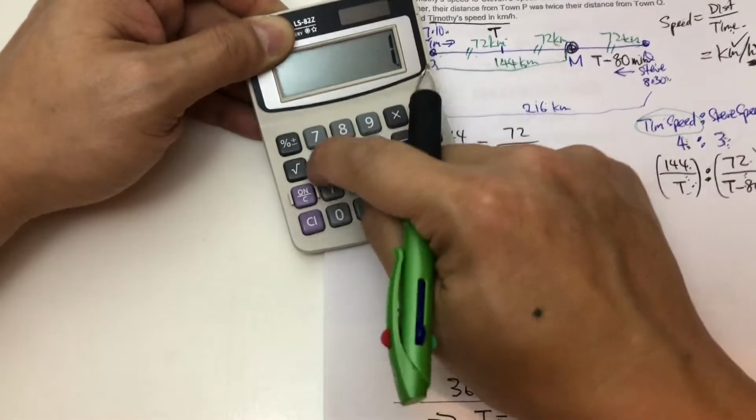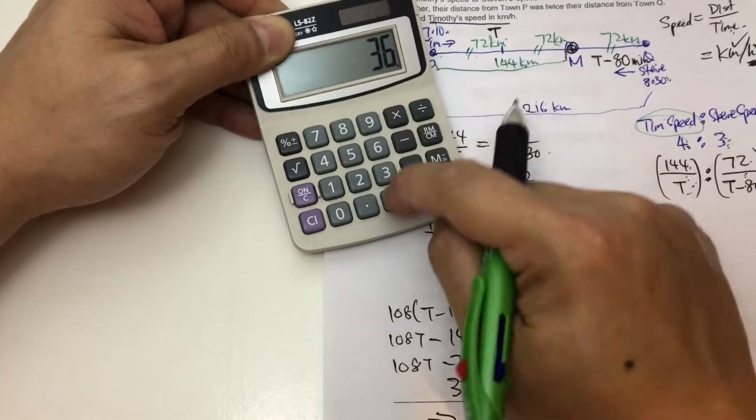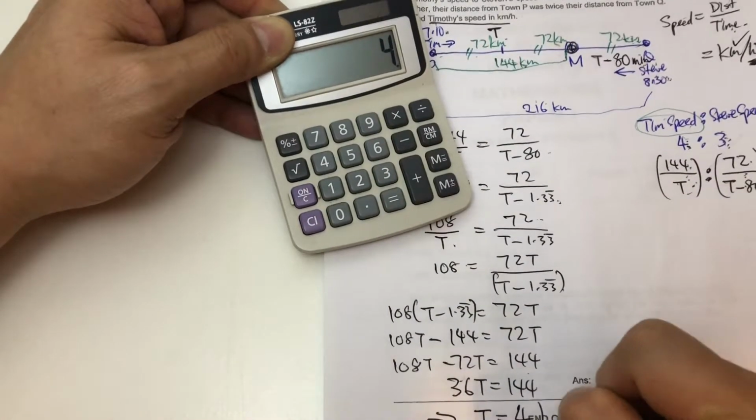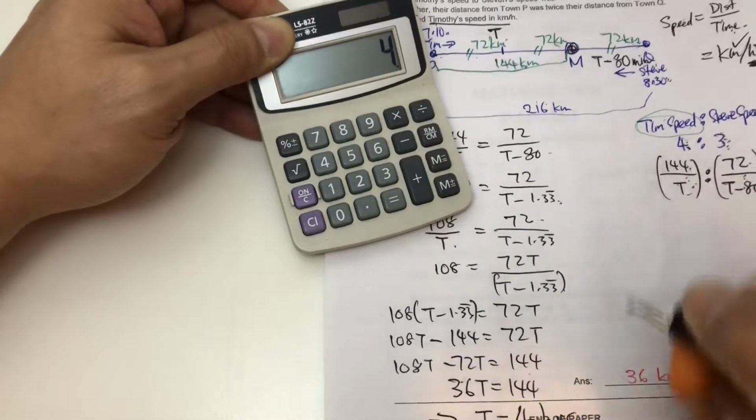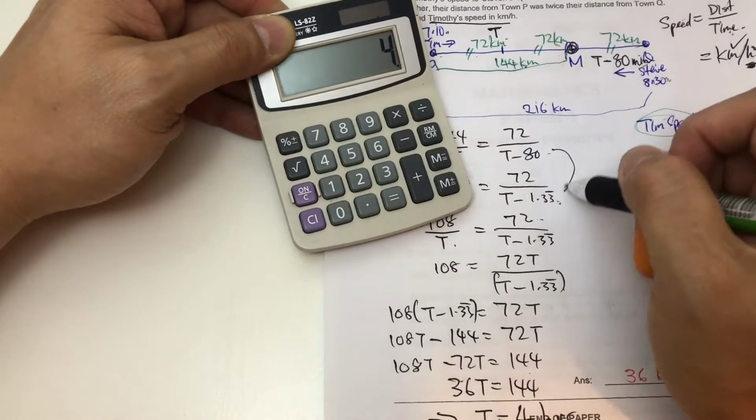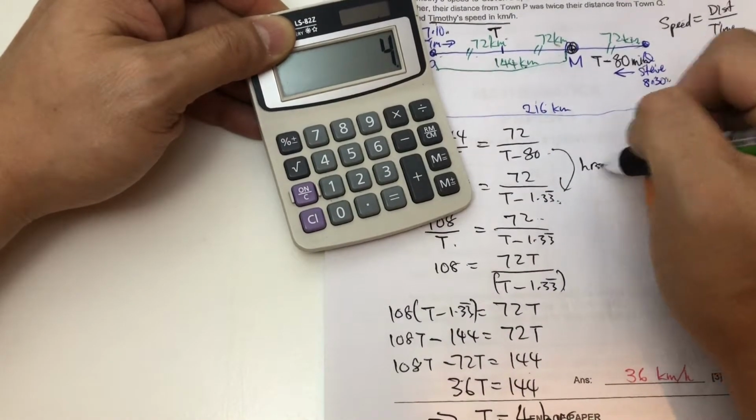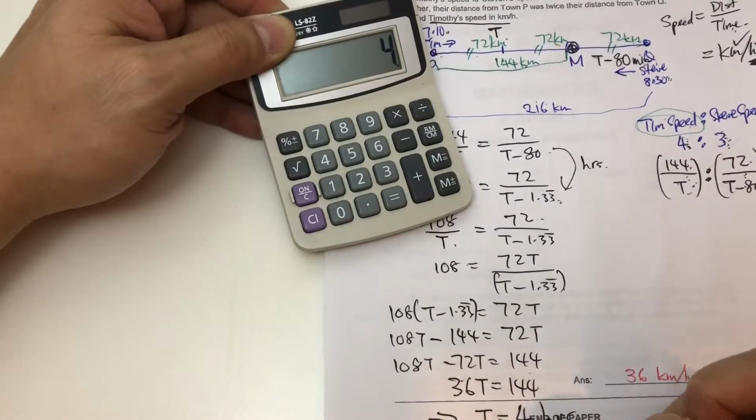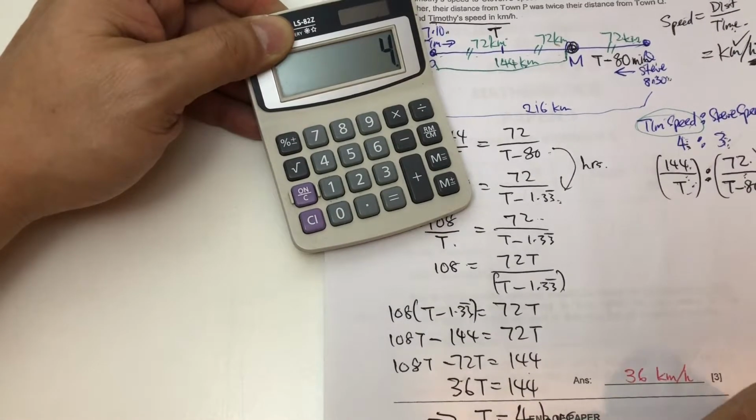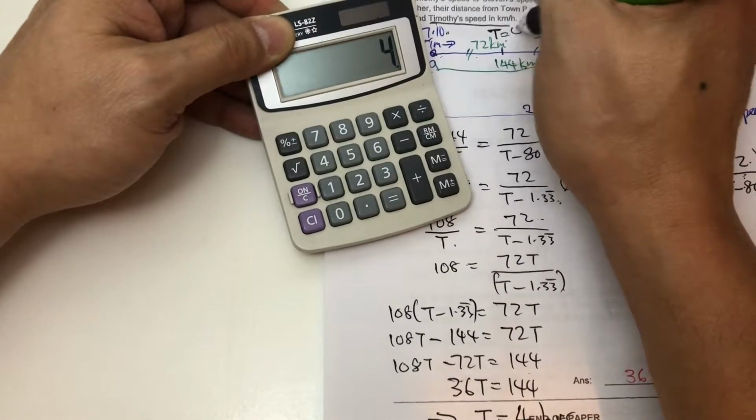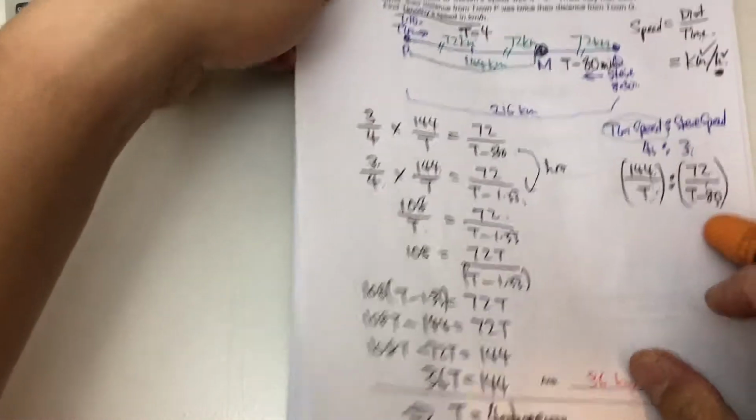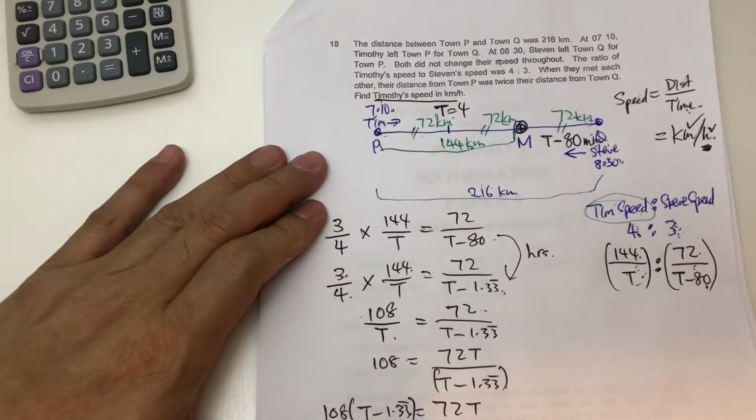Therefore t equals 144 divided by 36, which is 4 hours. You remember we changed everything to hours in this step here, so the answer is in hours. So t is 4 hours. Tim took 4 hours.